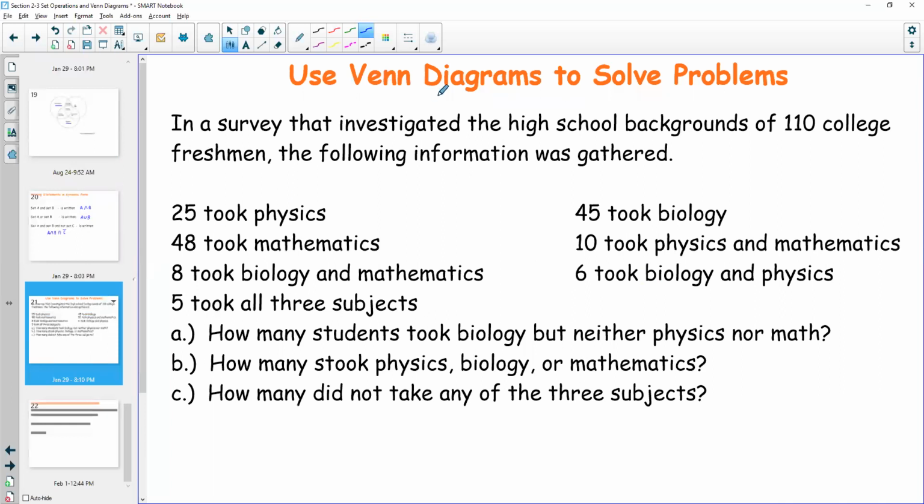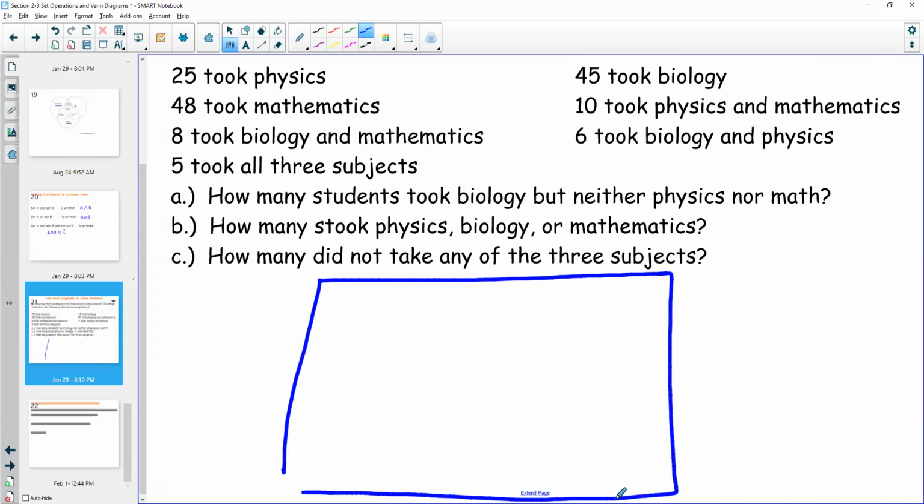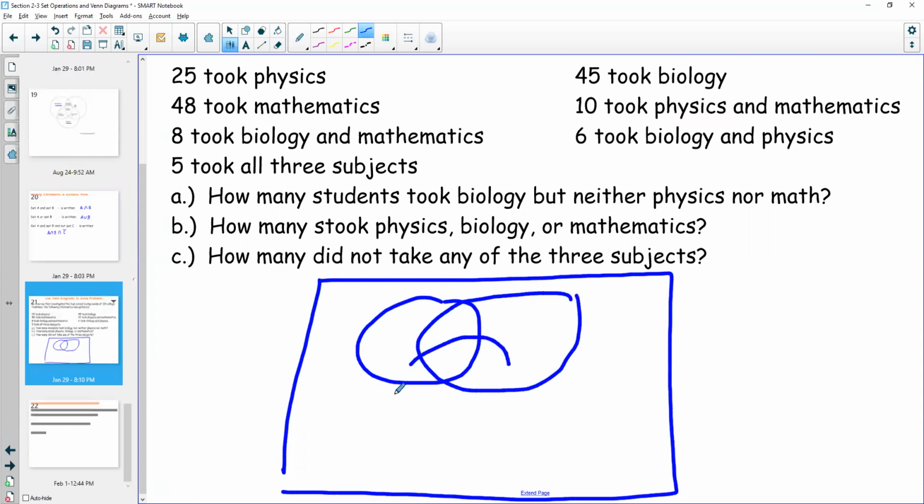Okay. So you've got your picture. We're going to make ours down here. So remember, you always need a universal set. So here's my rectangle. Here's circle 1, circle 2, circle 3. All right, so we're going to call this physics, P, call that biology, B, and call this math down here.